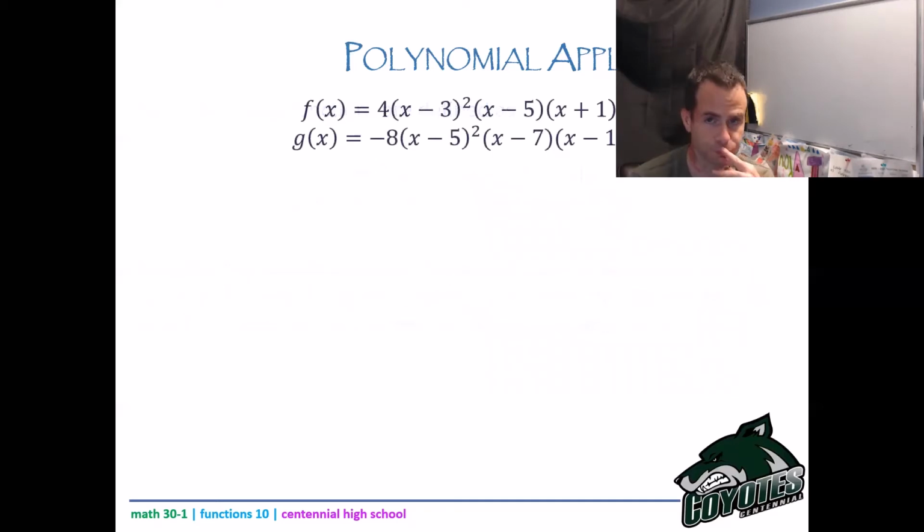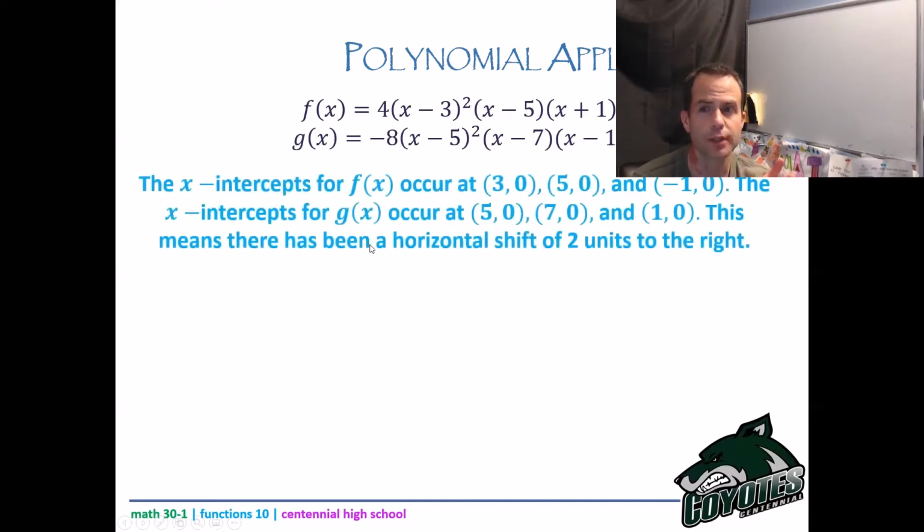So I'm going from an a value of 4 to an a value of negative 8. 3 went to 5, 5 went to 7, negative 1 went to 1. So let's take a look at all of this. Sorry, I said that backwards. Negative 1 went to 1. I said 1 went to negative 1. That's not what I meant. Negative 1 went to 1. So we can see that each one of these is going up by 2.